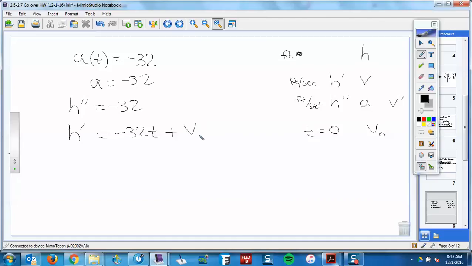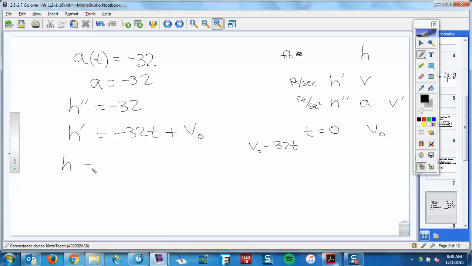And if you remember, wasn't that our velocity equation of a ball? That was the equation: negative 32t plus v sub 0. I think we wrote it as v sub 0 minus 32t back in chapter 1. I think we wrote it like this, but it's the same thing. Now let's do the antiderivative again.